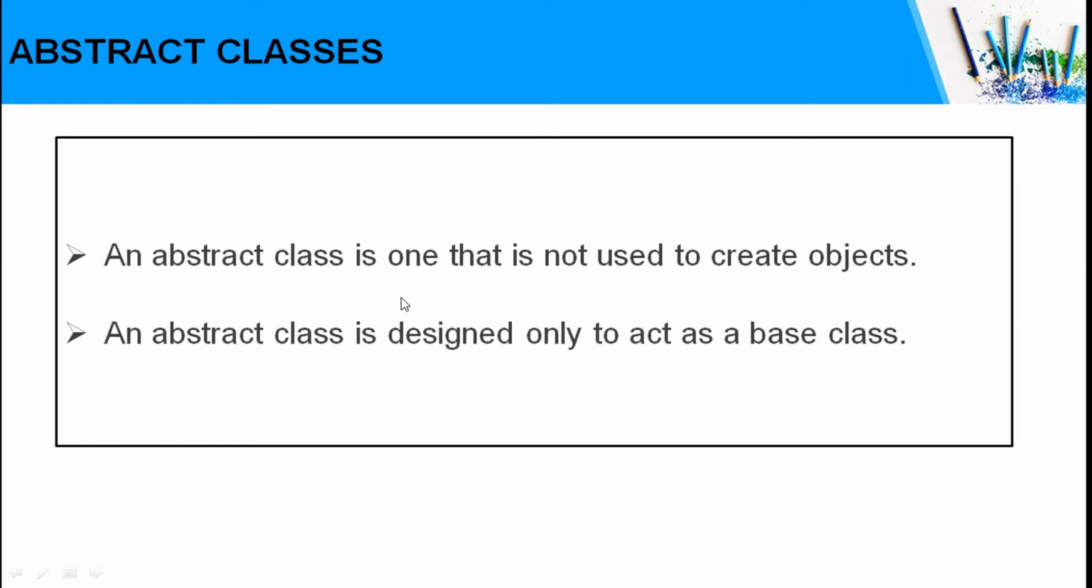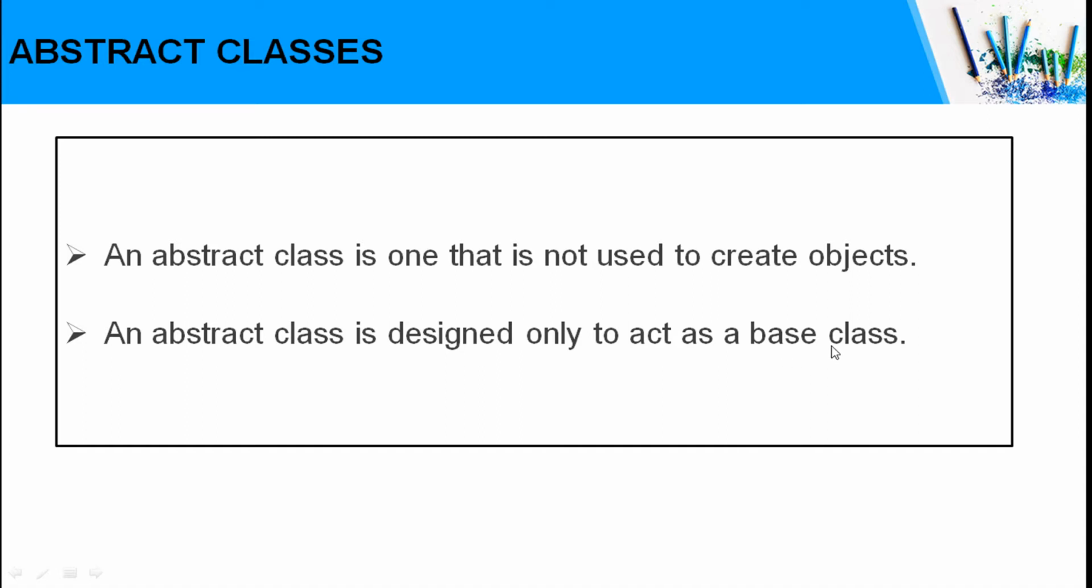this chapter if possible. The next concept that we are going to take up is abstract classes. The word abstract is used in the sense of being designed only for a specific purpose. An abstract class is one that is not used to create objects. We can use it as a base class. An abstract class is designed only to act like a base class.